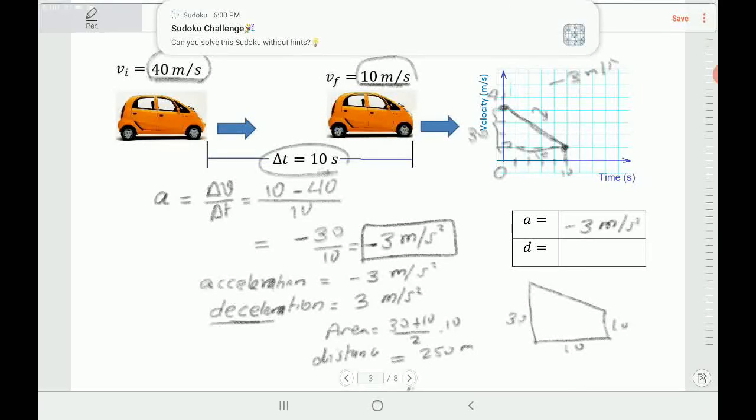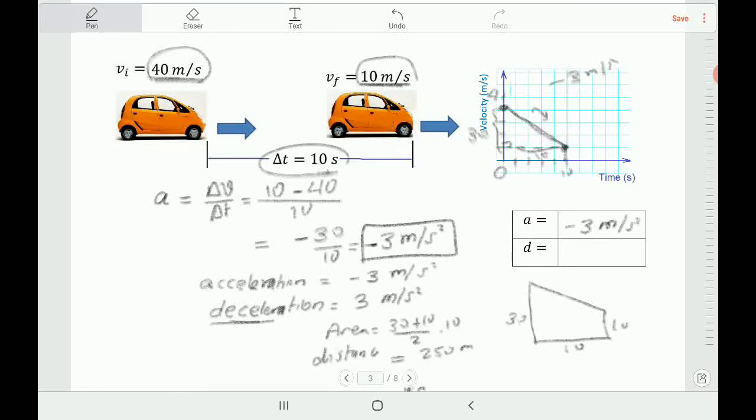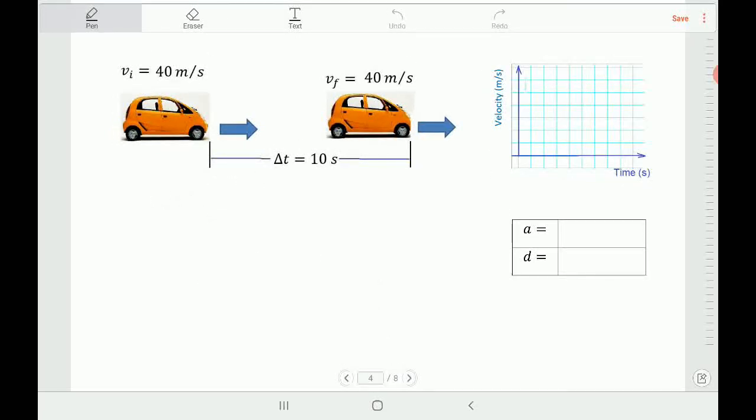What's the last case that we are going to see now? Okay. The initial speed of the car is 40 meters per second, and the final is 40 meters per second. Let's sketch it so we can have a feeling for it. At t equals 0, the velocity of the car is 40. And after 10 seconds, the final velocity is 40. So when you connect it, you get this straight line.